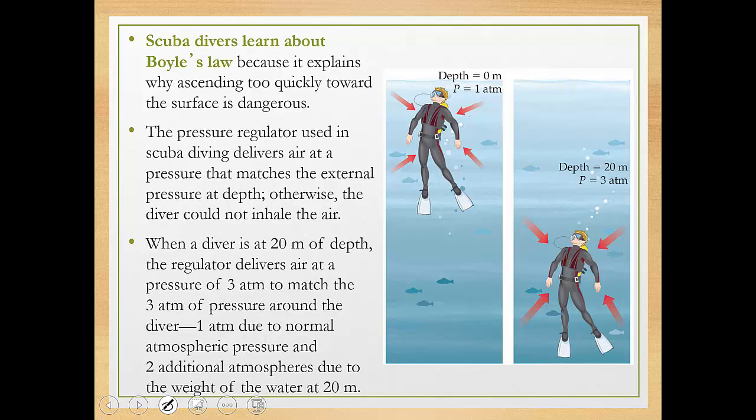So if a diver is at a depth of, say, 20 meters, 60 feet, the regulator is going to deliver air at a pressure 3 times that on the surface, 3 atmospheres. One atmosphere is due to normal atmospheric pressure, and then there's 2 additional atmospheres that just come from the weight of water at the 20-meter depth. So if you're at the surface, you've got a pressure of about 1 atmosphere. You get 20 meters down, you have a pressure of about 3 atmospheres. So the regulator is going to adjust for that.